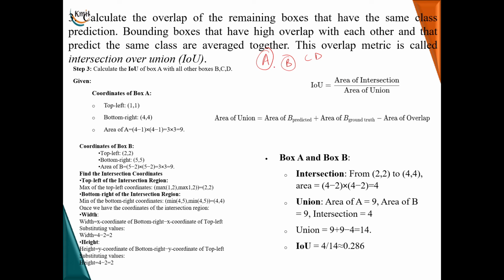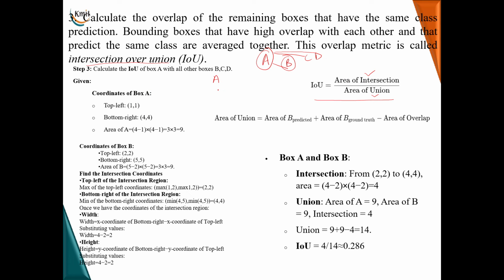So what we will do for calculating that overlapping, we use a metric called intersection over union. IOU is used to calculate the overlap of A with respect to B, overlap of A with respect to C, and overlap of A with respect to D. This is the formula to calculate IOU: area of intersection by area of union. First let us solve the numerator.